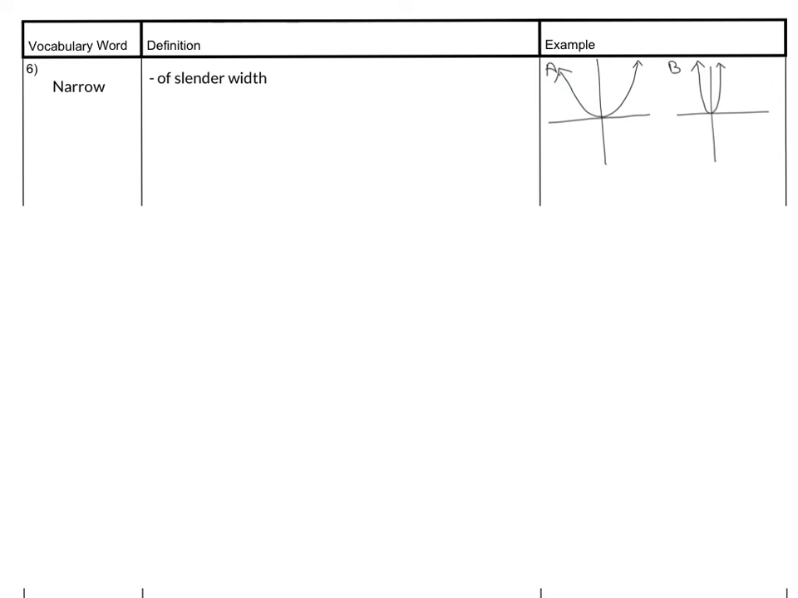There's more space in between the two sides. Whereas B, it's got less space in between. So that means we can say that the graph of B is narrower than the graph of A. That's because graph A is wider than the graph of B.